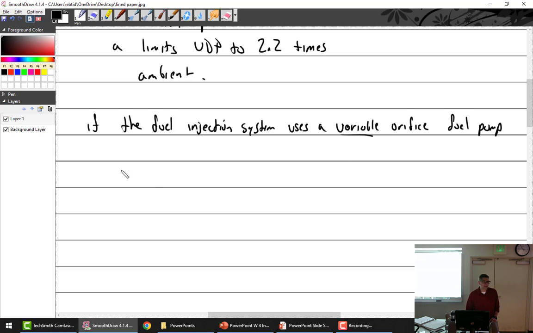The variable orifice has an aneroid in it. It has an aneroid bellows connected to it, which goes to upper deck pressure. So if it uses something like that, it's sensing what the turbo's doing. So low manifold pressure will reduce the fuel flow. That means low manifold pressure would have a big orifice. It would let more fuel flow.